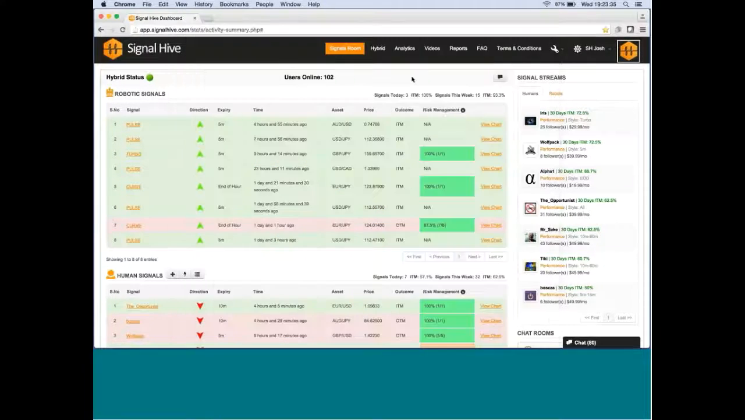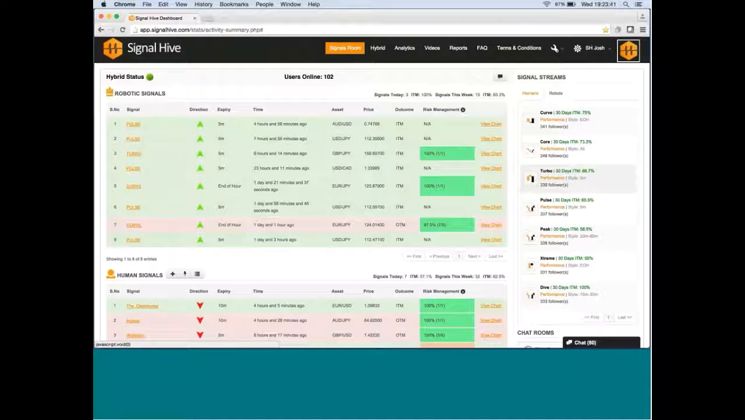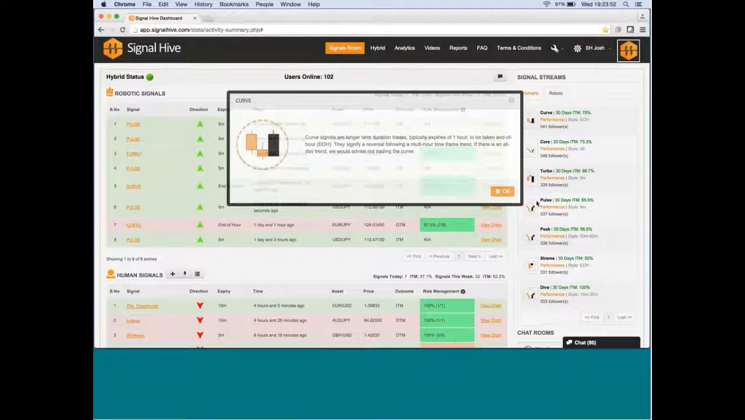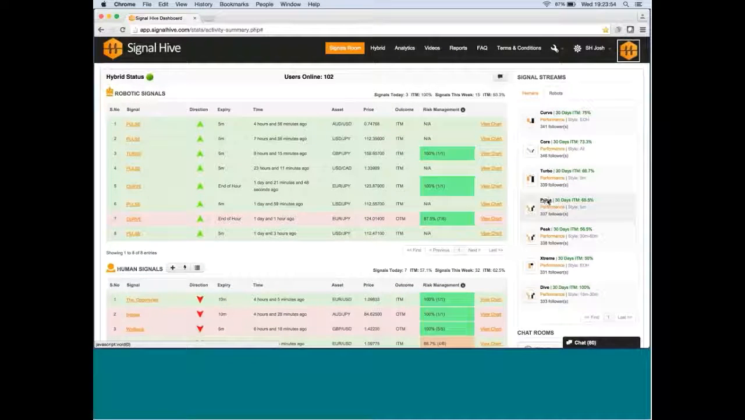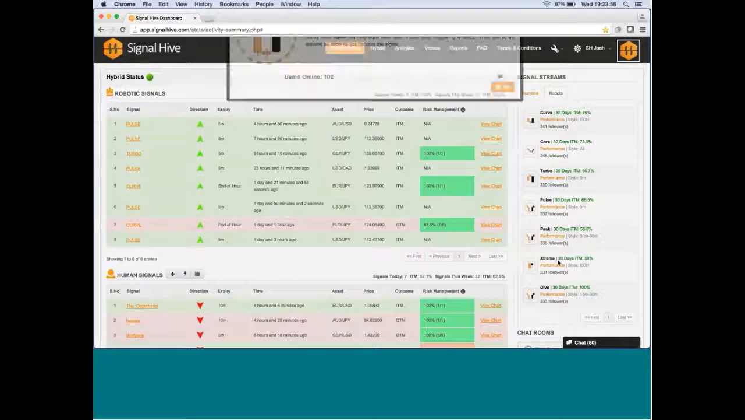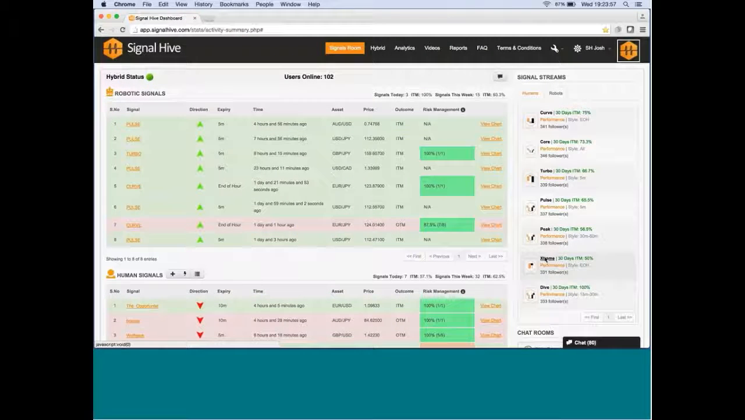All right, so at the top, you will see the robotic signals. There are currently around 7 robotic signals in total, each with a different type of strategy and logic. For example, Curve; Pulse, which is a turbo signal that only has 5 minutes; and Extreme, which is an hourly signal. They all have different trade logics, and they're firing 24 hours of the day.